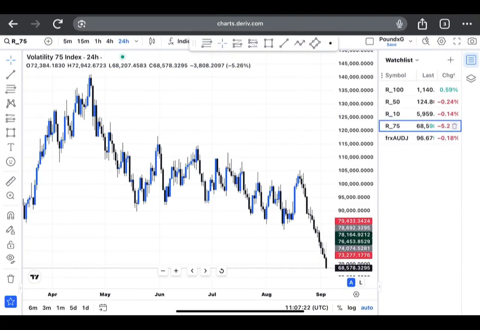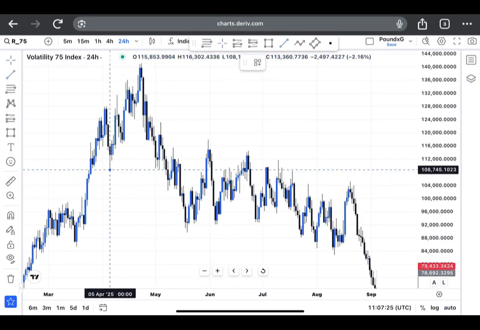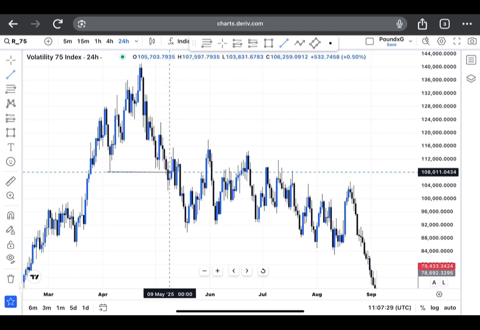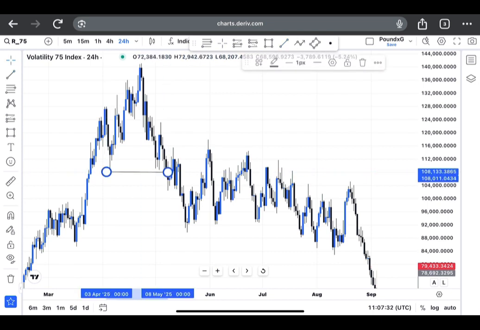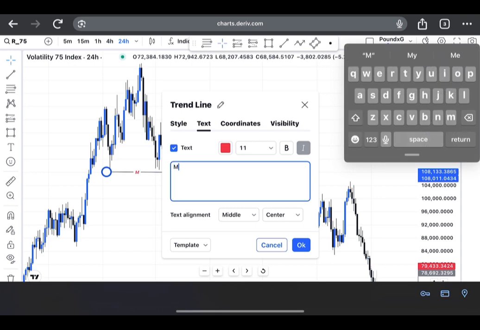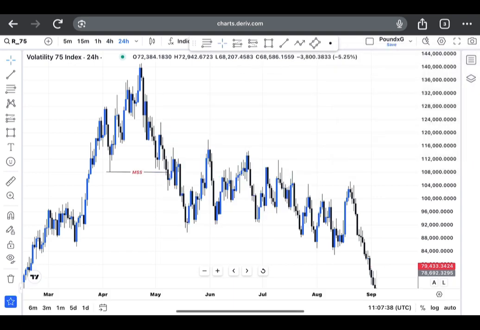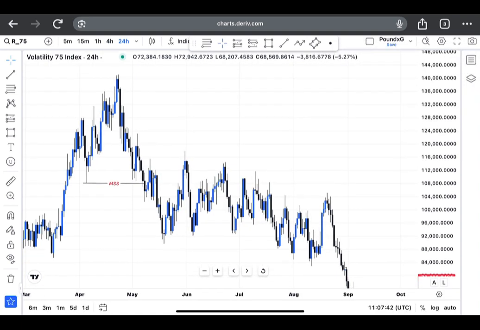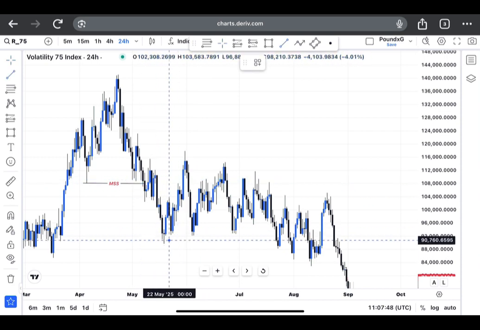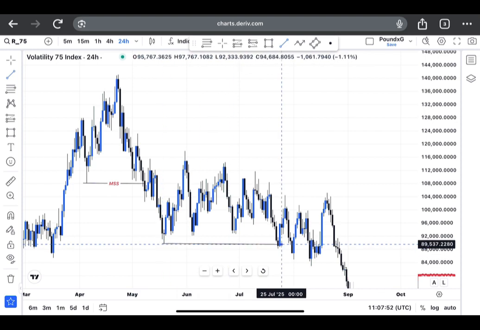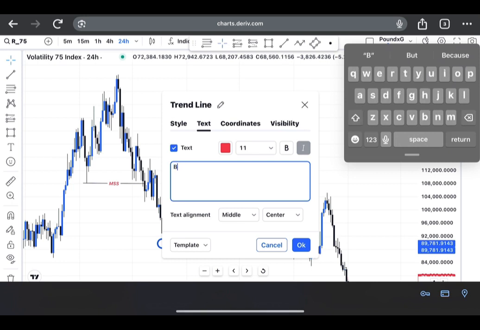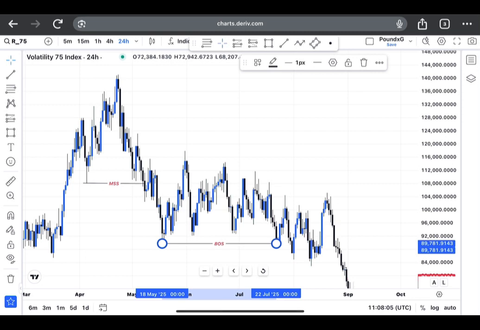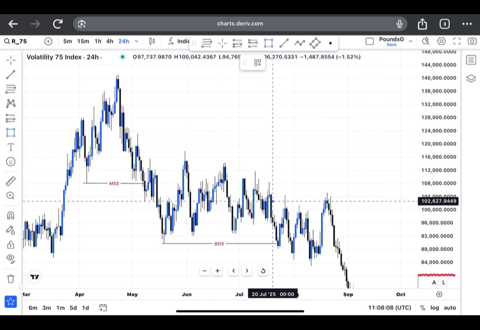Hello guys, in this video I'm going to teach you how I use my top-down analysis to trade synthetic pairs and synthetic indices on Deriv. So first of all, I'll go to the higher time frame like I always say to map out my market shift or change of character. After I map out my change of character, I go straight to map out my break of structure, which I break down as BOS.